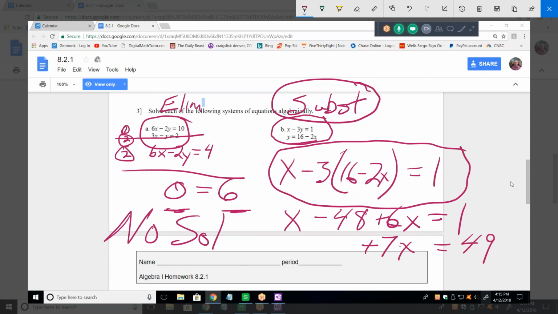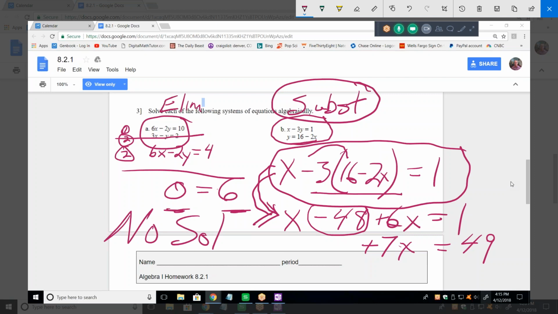See how I got to that step? No, I do not see how you got there. Okay, well, going from here to here, all I did was distribute the minus 3. Well, minus 3 times 16 is minus 48. Minus 3 times minus 2x is plus 6x. Got it. So that's how I got from that step to that step.